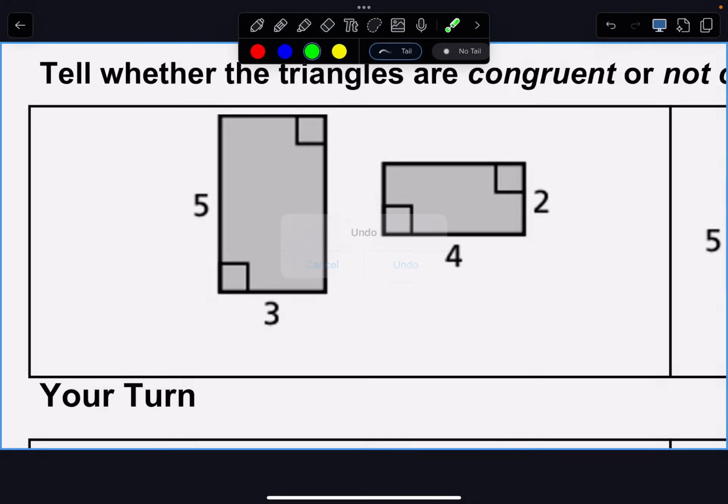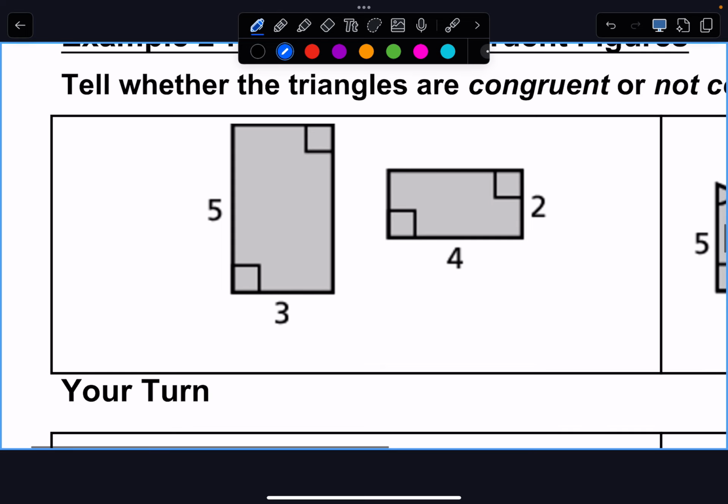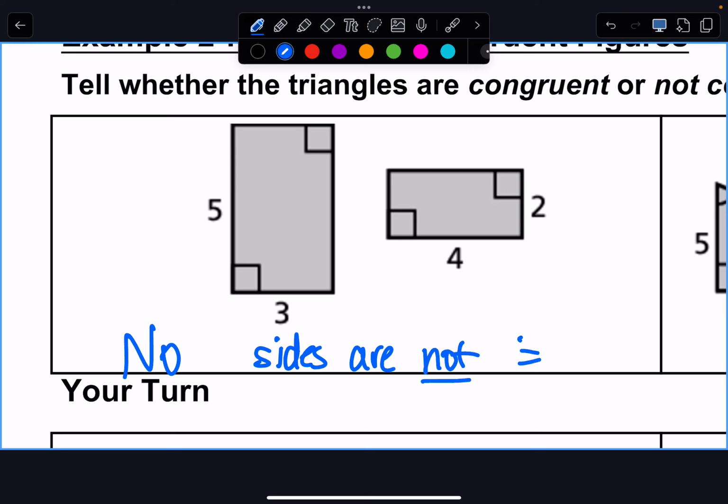Okay. Is 2 the same as 3? Is 4 the same as 5? Okay, so this answer is no, because our sides are not congruent. Our angles match up, but our sides don't.